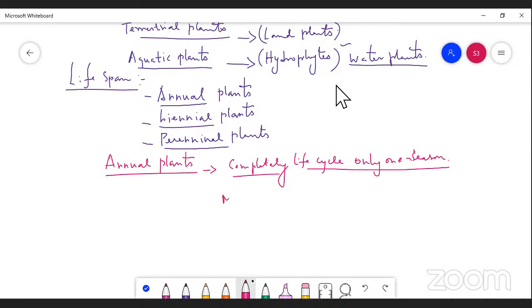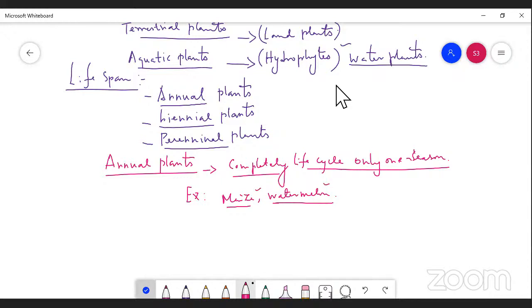For example, maize and watermelon are annual plants. They complete their life cycle in only one season.